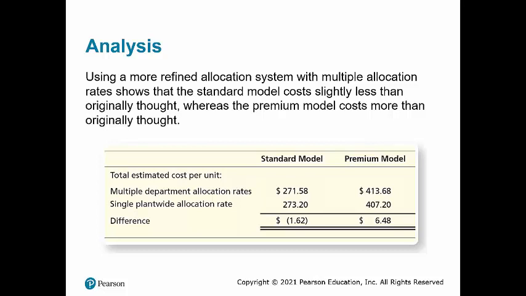When we look at the total cost per unit for the standard and the premium models, we can see that the standard model cost went down by $1.62 per tablet, and the premium model went up by $6.48 per model. And even though these amounts may seem small, in today's competitive market, even a very slight difference in the cost of these products, which will translate into the price of the products, can have an impact.